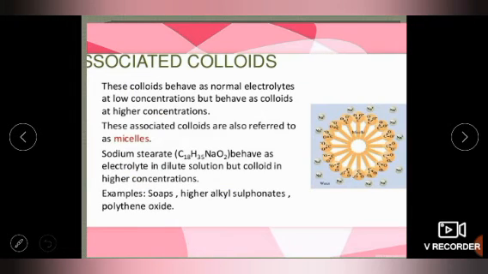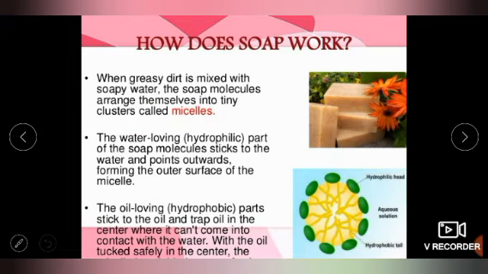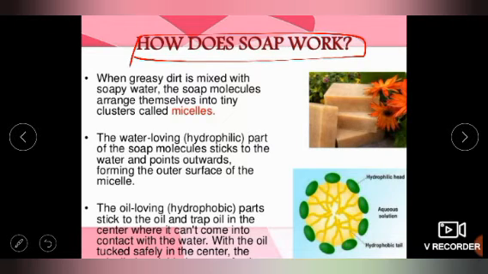Okay, so next, fourth, before going to move to the fourth classification, how does soap work? It is the cleansing action of soap, already we have done in 10th class. When greasy dirt is mixed with soapy water, the soap molecules arrange themselves into tiny clusters that are called micelles. They form a group, they associate. The water-loving part, which is called hydrophilic, of the soap molecule sticks to the water side and points toward forming the outer surface of the micelle. Yes, it is toward the outer side.